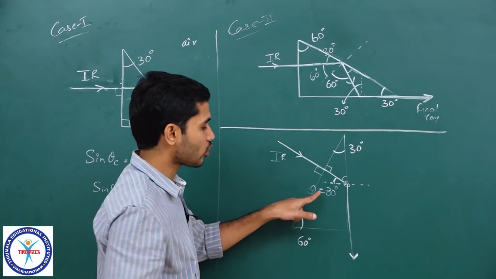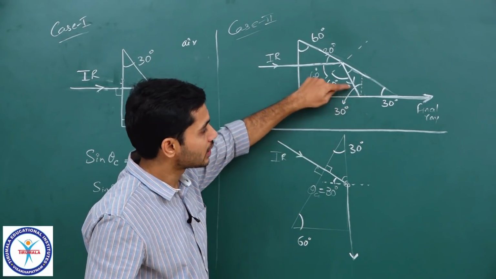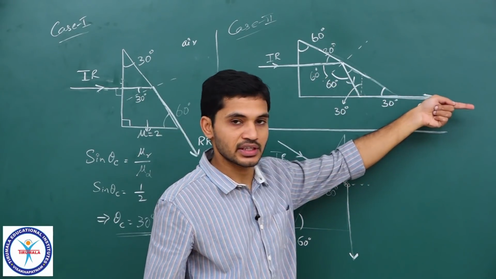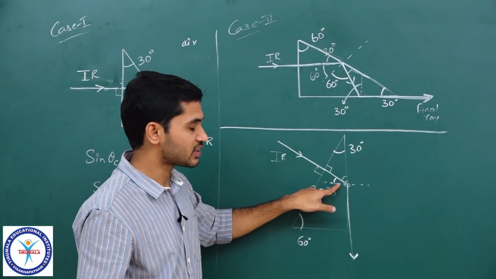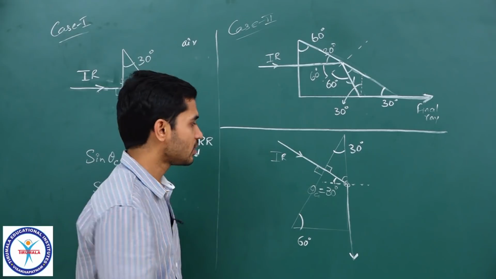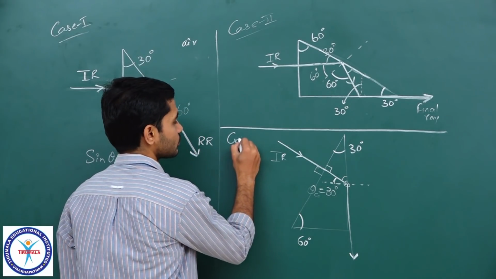So it is the same concept we applied even here as well. Even here the angle of incidence is theta c, so the light ray grazed the interface. Even here the angle of incidence is 30 degrees, so it grazes the surface. Clear? So this is case 3.